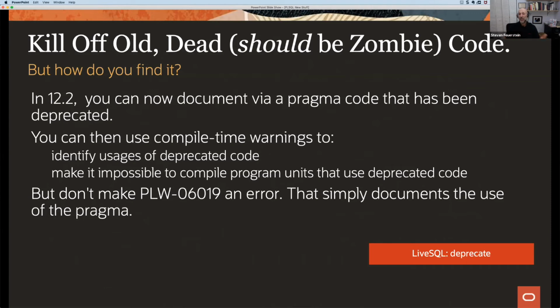Now, it's just basically comments in your code. Well, it's structured comments in your code. They don't do anything per se, but you can take advantage of compile time warnings to identify where deprecated code is being used. And also at some point actually turn off or make it impossible to compile units that use deprecated code. Let's take a look.